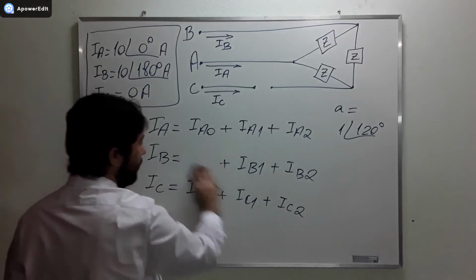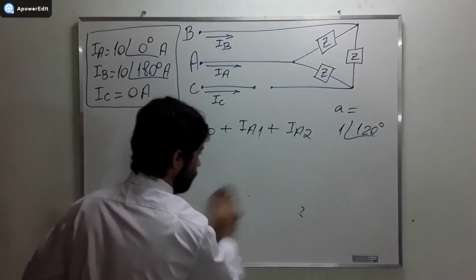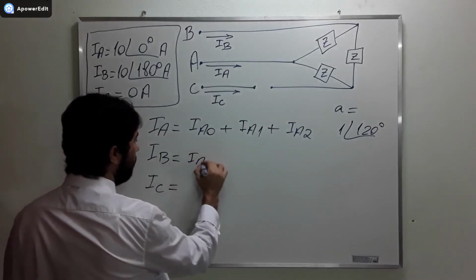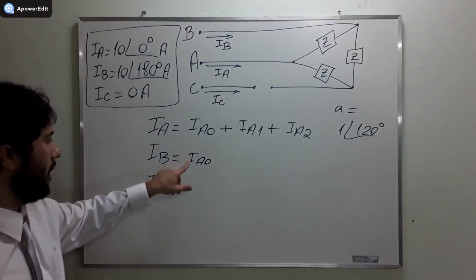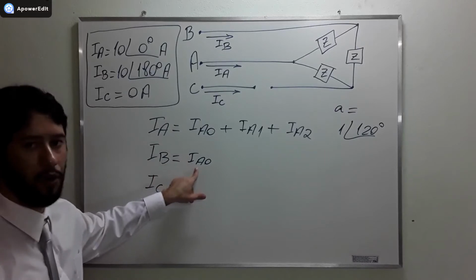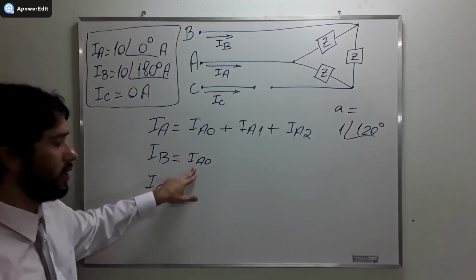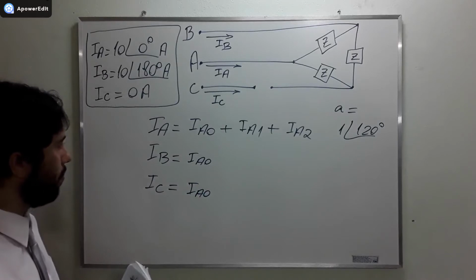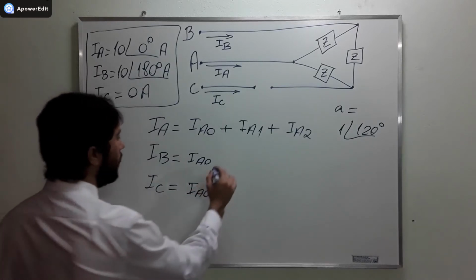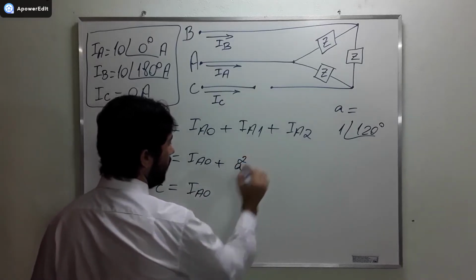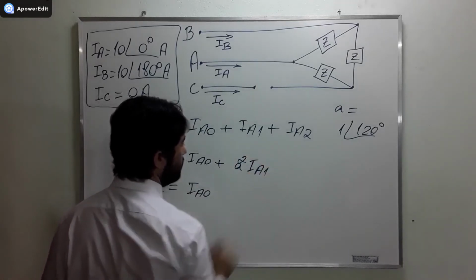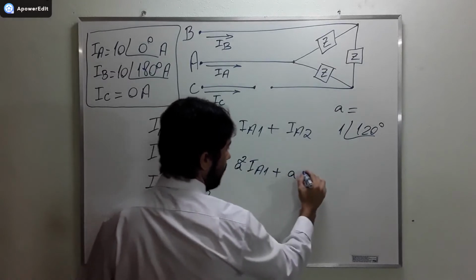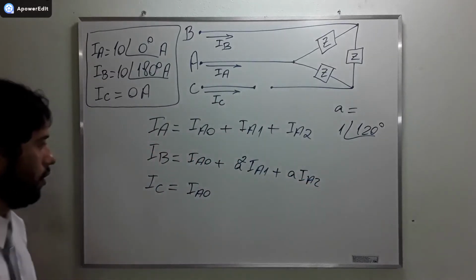Instead of writing this here, we write IA0. But why? Because IB0 is equal in magnitude and angle to IA0. So we write IA0 here and the same here, IA0. And how about IB positive, IB1? We simply write A squared IA1. And the negative sequence, we write A IA2. Okay? Do you guys understand it?